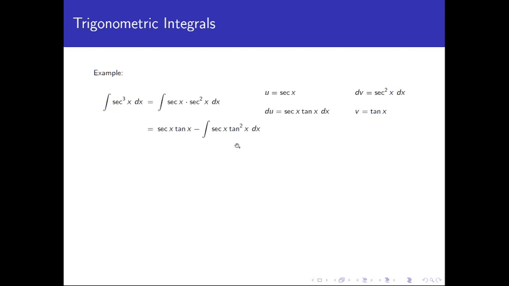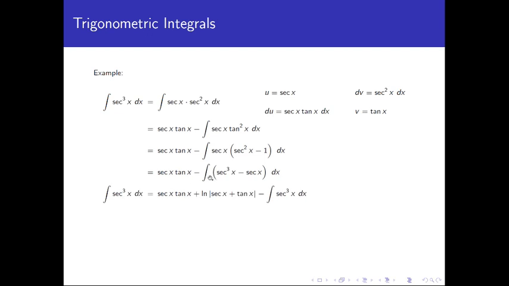Tangent squared is something that we can substitute in a formula for. I can replace that with secant squared x minus 1, and then distribute my secant x through. Now we can break the integral up over the difference, and I know now the antiderivative for secant x. That was what was on the previous slide. So minus and minus is a plus, so that's where the plus natural log of absolute value of secant x plus tangent x is coming from. But I still have this minus secant cubed x hanging out here.